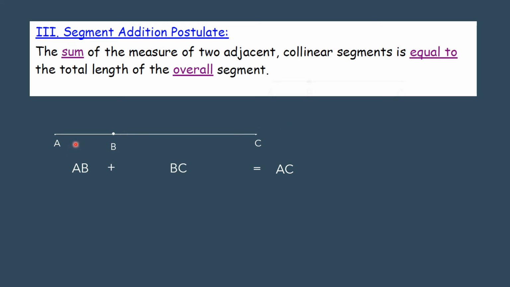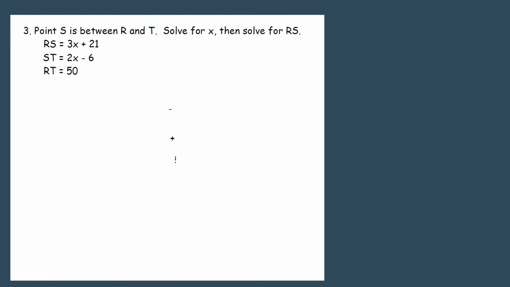So yesterday we had some pretty straightforward problems. You were given a diagram where the numbers were already applied to the diagram. So today we're going to look at a situation where the diagram is not given, but all the information that you need is in the question. It says point S is between points R and T.